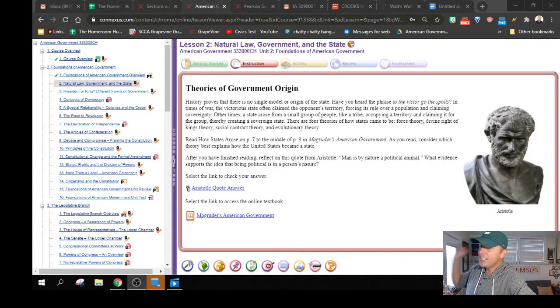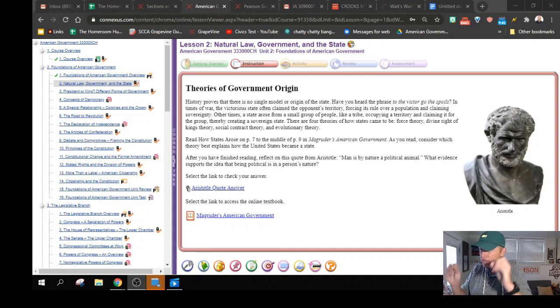50% done. History proves that there is no single model or origin of the state. Have you heard the phrase, to the victor goes the spoils? In times of war, the victorious state often claims the opponent's territory. If you go fight a different group and you win, you get to take their stuff and their territory. That's the way it used to be, forcing its rule over a population and claiming sovereignty. And other times, a state arose from a small group of people, like a tribe, occupying a territory and claiming it for their own group, therefore creating a sovereign state.